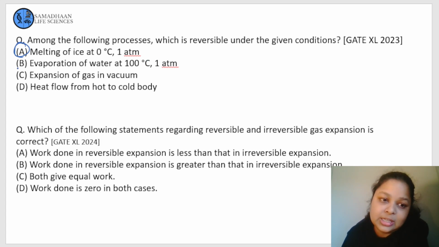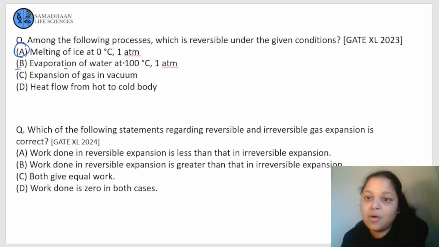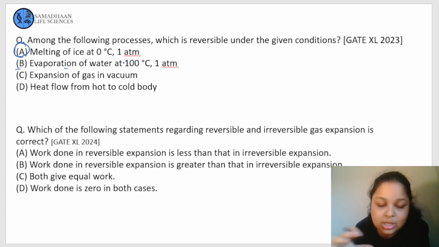This option B also looks similar, but this is not a reversible process. Why? Because evaporation starts below 100 degrees centigrade, and the loosely bound water on the surface starts evaporating and going to the atmosphere below 100 degrees centigrade, where the surrounding, that means the atmosphere, is not at the same temperature or vapor pressure as the system. So this is not a reversible process.